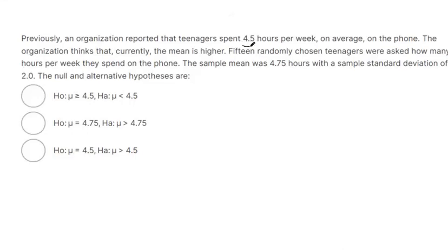So they thought that the population mean was 4.5 hours per week. They went and took a sample, and the sample's a little bit higher. So now they're trying to decide whether they're wrong and that the actual mean amount of time on the phone is larger than what we think.